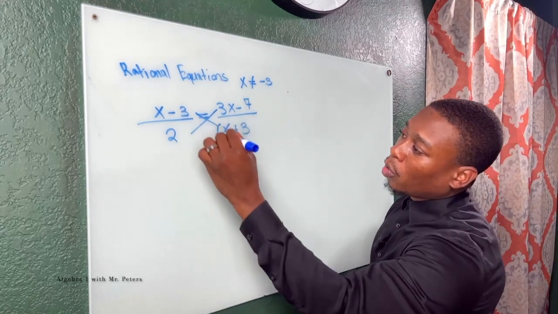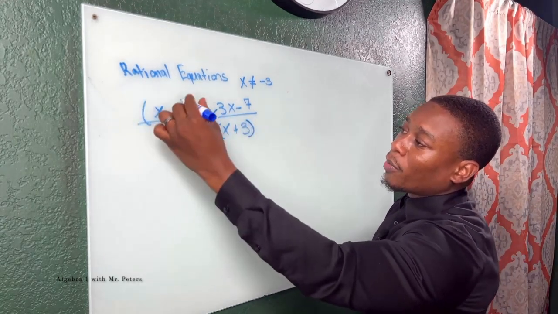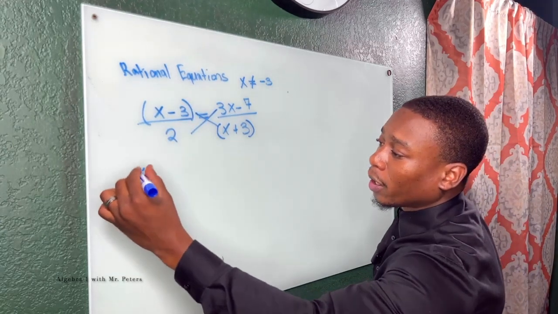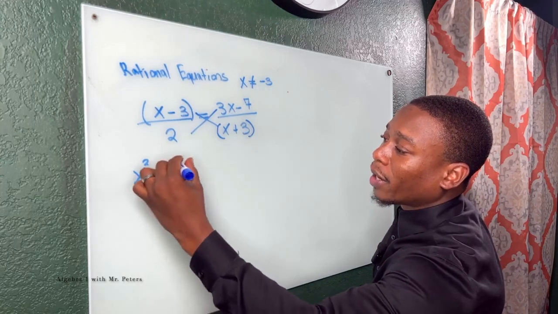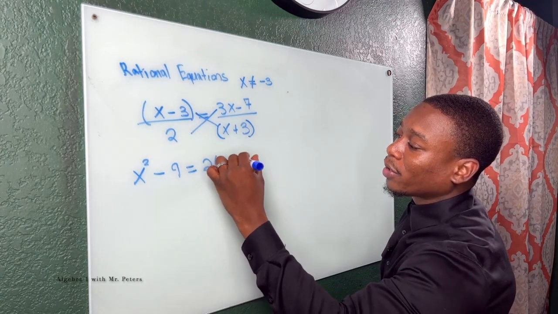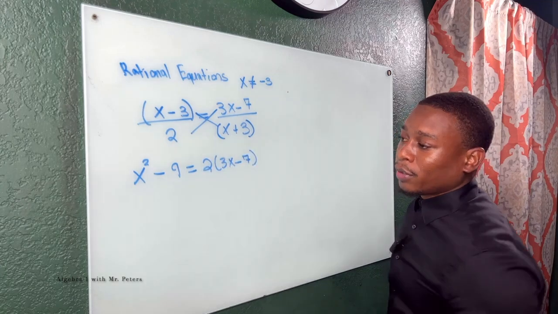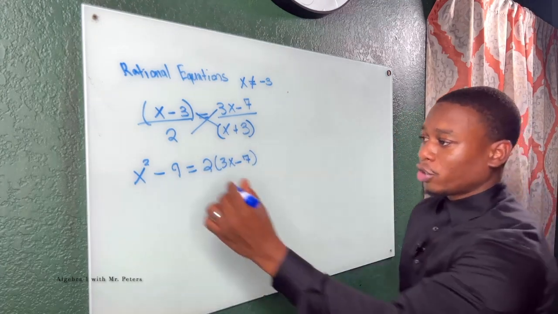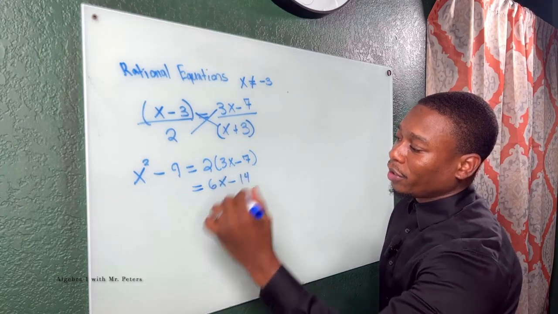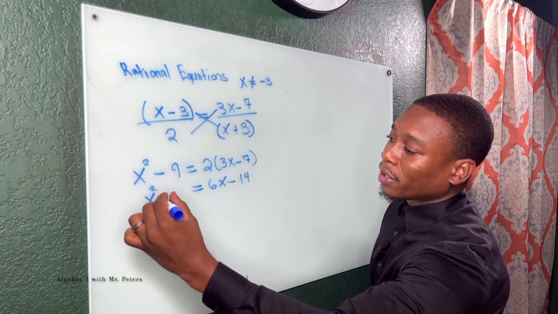So once we multiply x minus 3 times x plus 3, we're going to get x squared minus 9. And that is equal to 2 times 3x minus 7. So we're going to focus on this side and distribute. So this turns into 6x minus 14. And this side stays the same.